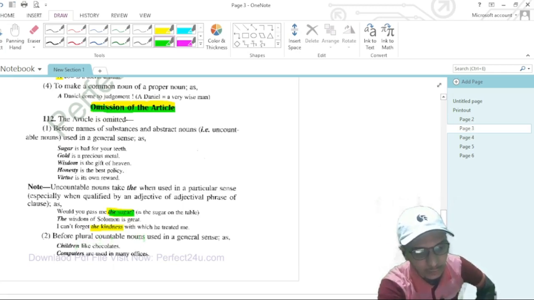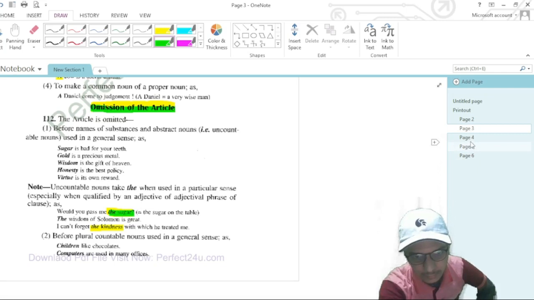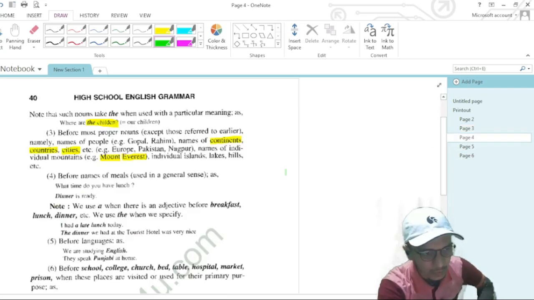Before plural countable nouns used in a general sense, as "Children like chocolates." Note: such nouns take the when used with a particular meaning. "Where are the children? Our children."